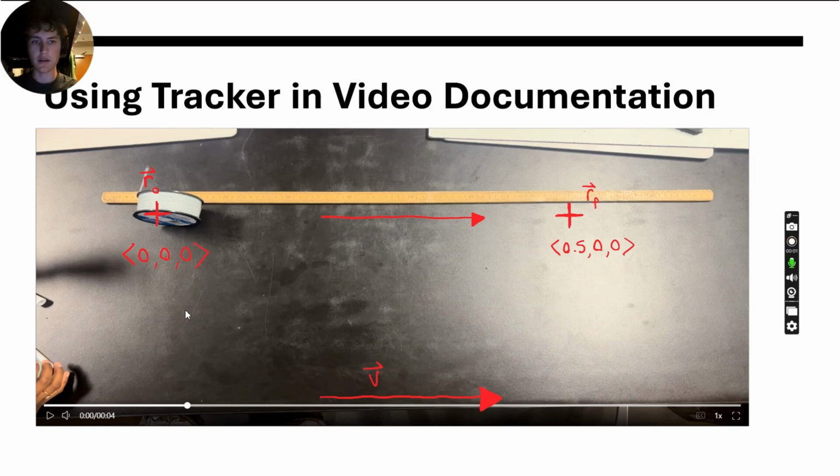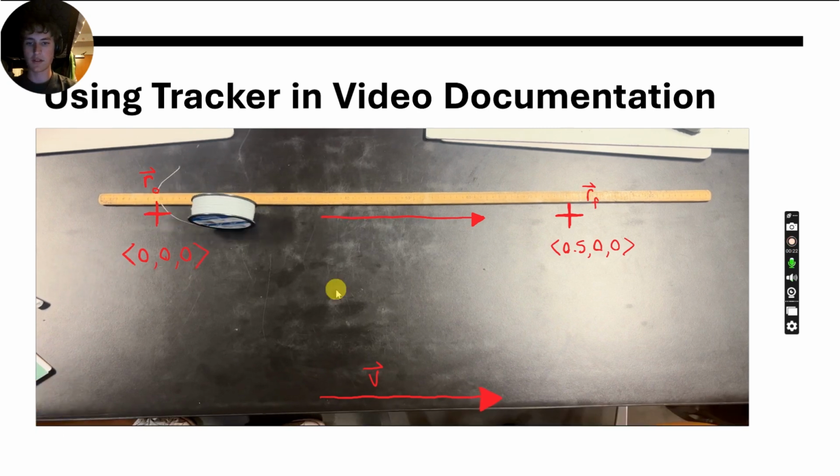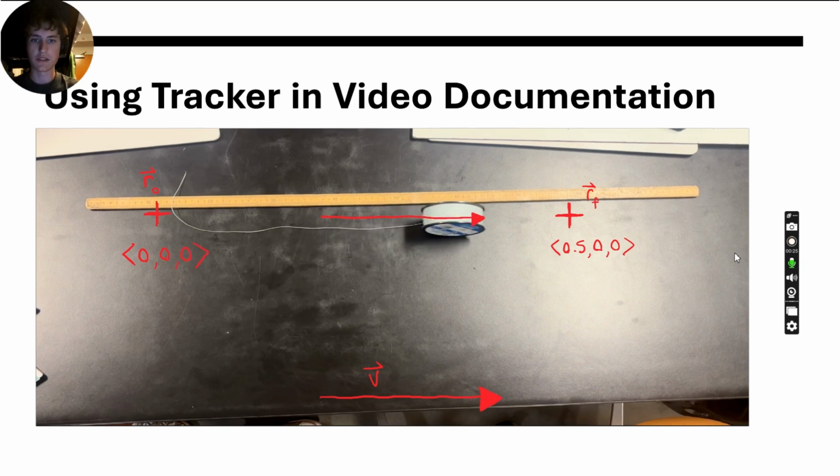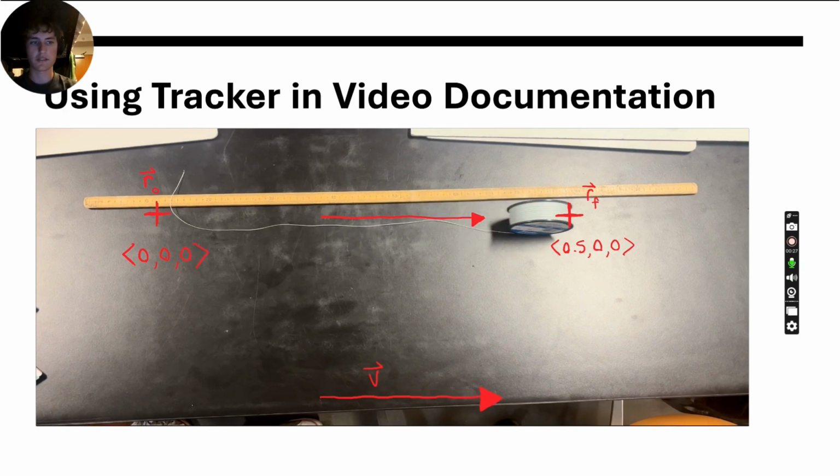Here we have the same video, but represented in vectors, so you can see how the change in direction indicates movement to the right, and the change in position is also from left to right, as the final position is at 0.5 and the initial position is at 0, meaning the change in position is 0.5. And velocity can also be represented in the right direction as the object is moving to the right along the positive x-axis.